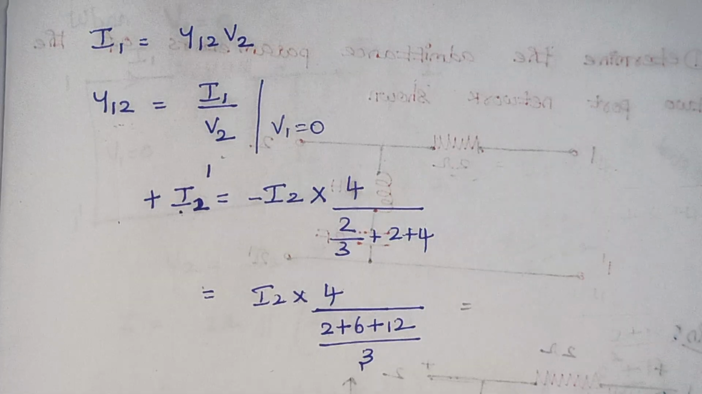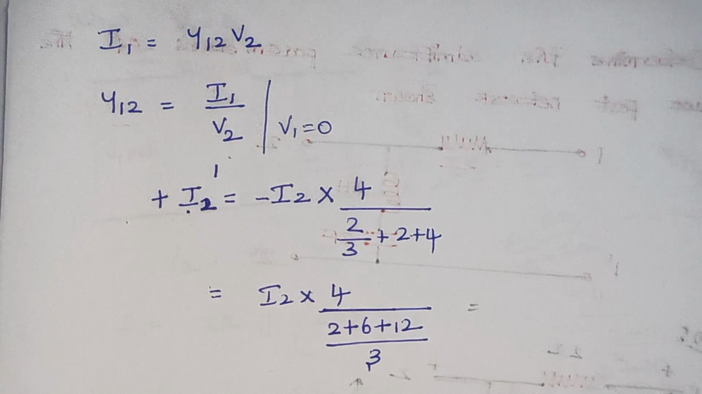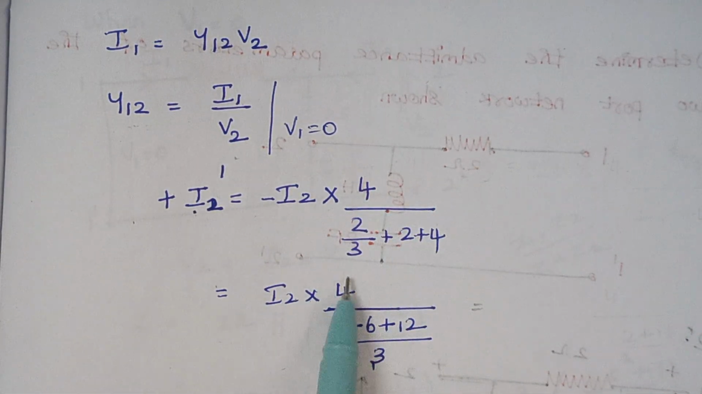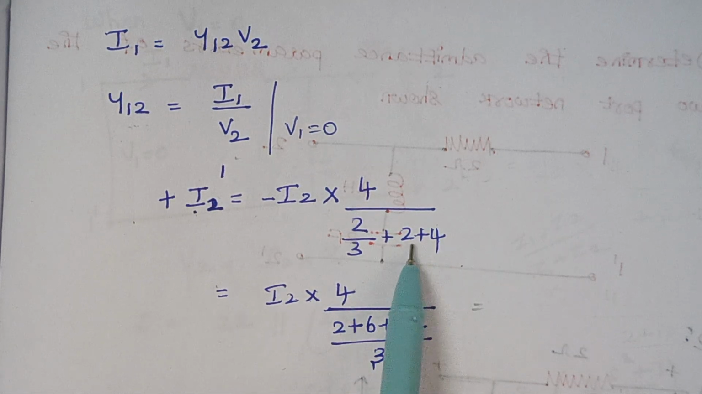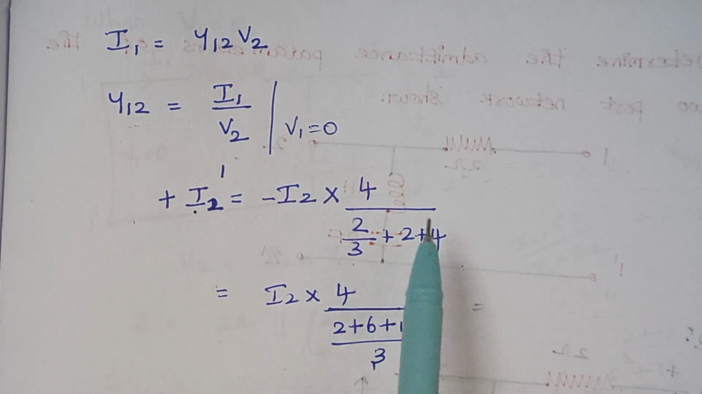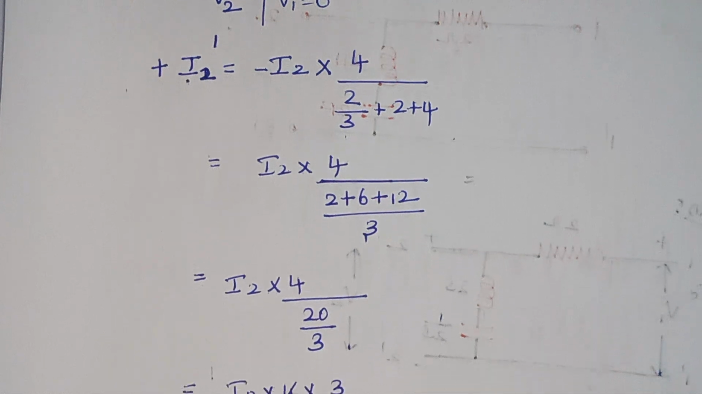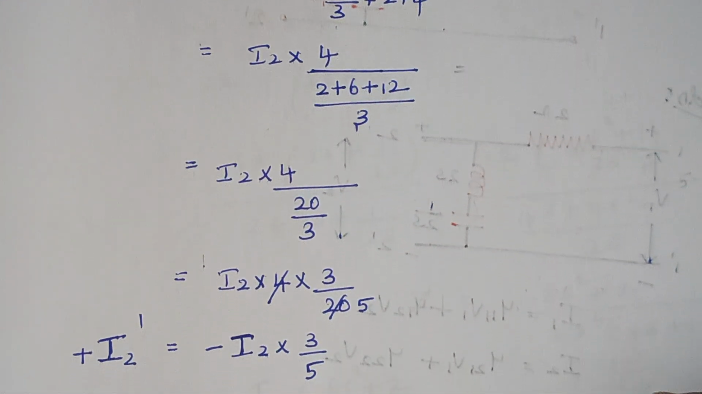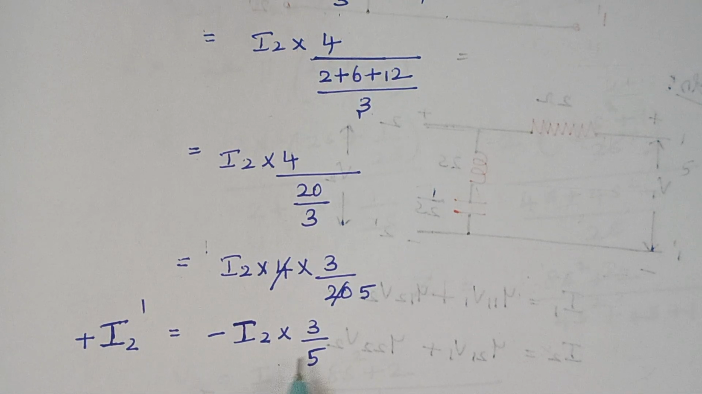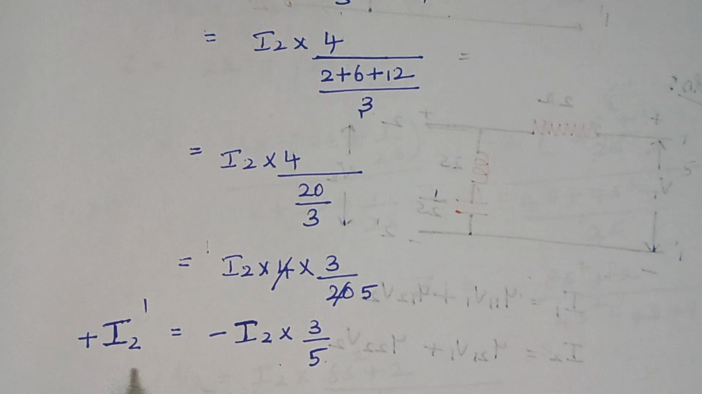Here the direction of current I2 and I2 dash are opposite, right? So it is minus I2 into opposite resistance 4, divided by total resistance, 4 plus 2 plus the parallel combination of 1 and 2. As a next step we are going to take LCM. Once LCM is taken, finally we end up with the answer I2 dash is equal to minus I2 into 3 by 5. So we have calculated I2 dash.